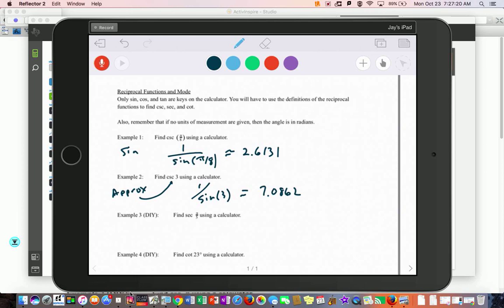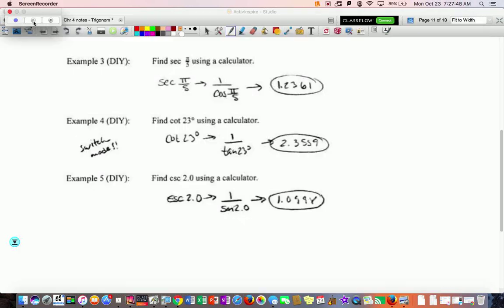All right, the next couple are some DIYs, so pause the video now, try those on your calculator and see what you come up with. So with these, you want to take your secant of pi over 5. That would be 1 over cosine. Again, you're in radian mode, so you should get approximately 1.2361.